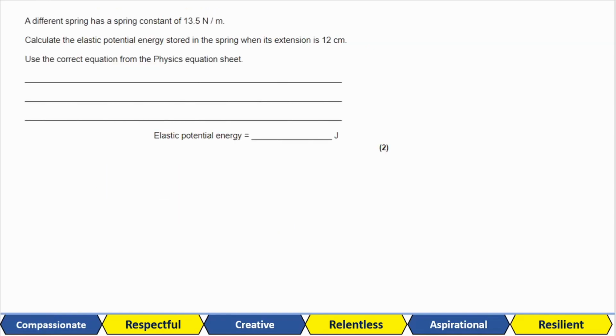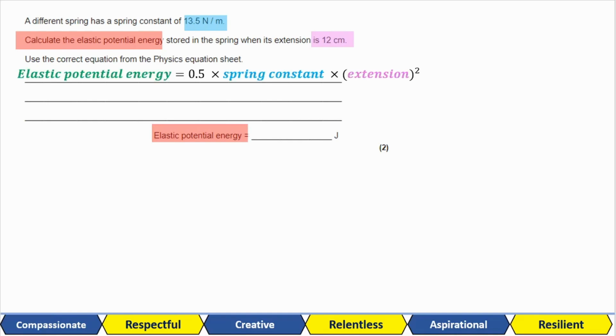In this example, we're calculating elastic potential energy. A different spring, obviously this is from a previous question in this past paper, a different spring has a spring constant of 13.5 newtons per meter. Calculate the elastic potential energy stored in a spring when its extension is 12 centimeters. The equation is half times spring constant times extension squared. So there's something you need to do here. See if you can work it out.